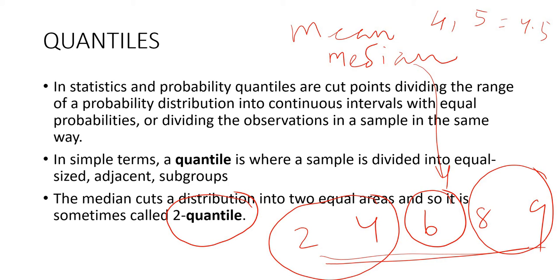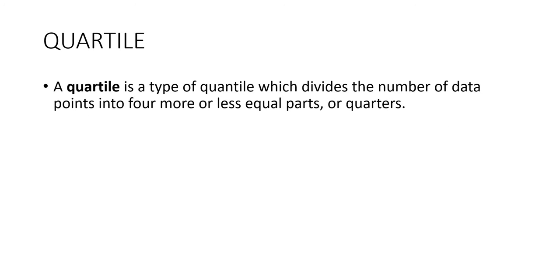So in statistics and probability, quantiles are cut points. It's very important. They are just cut points. See, this is the quantile. 6 is the quantile. Here the cut point is 6. So dividing the range of a probability distribution into continuous intervals with equal probabilities, or dividing the observations in a sample in the same way, those cut points are known as quantiles. Here 6, the median, is the quantile. So you understood that. Now let's get into quartile.